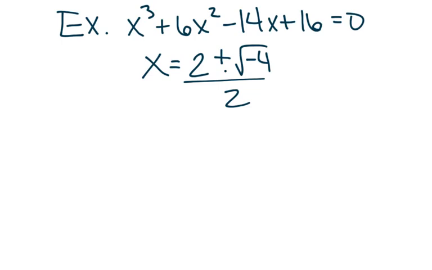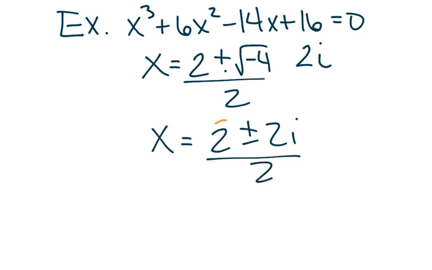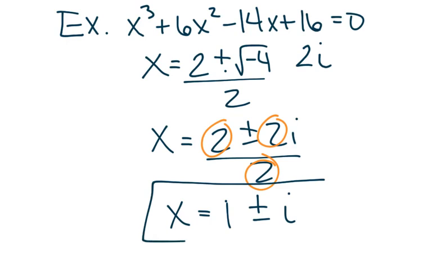The square root of negative 4 is definitely going to have an i because it's a negative, and the square root of 4 is 2, so it's a perfect square. So x equals 2 plus or minus 2i over 2. Remember to look at all of the numbers. They're all divisible by 2, so I'm going to divide them all by 2, so 1 plus or minus i. And then don't forget at the very beginning, we found a negative 8.